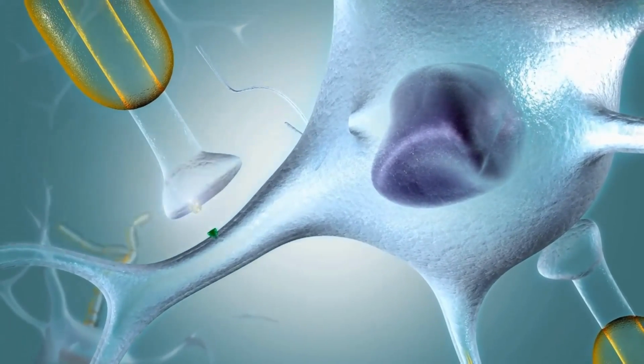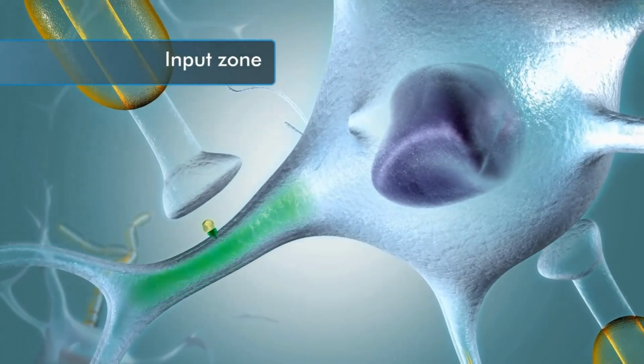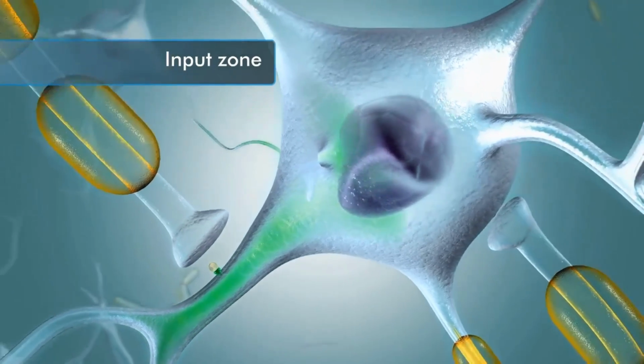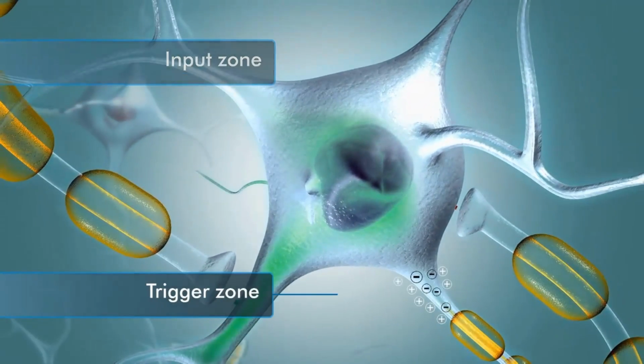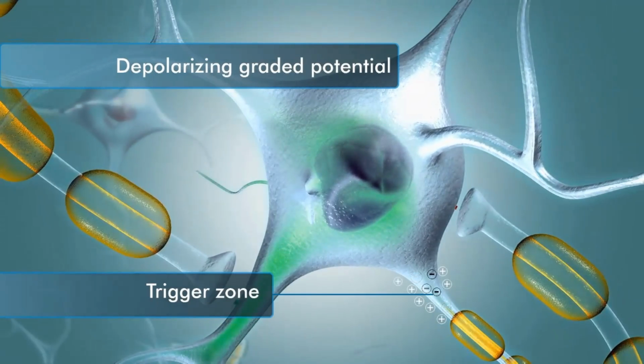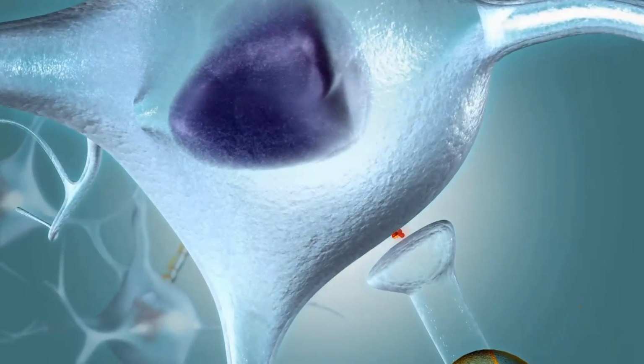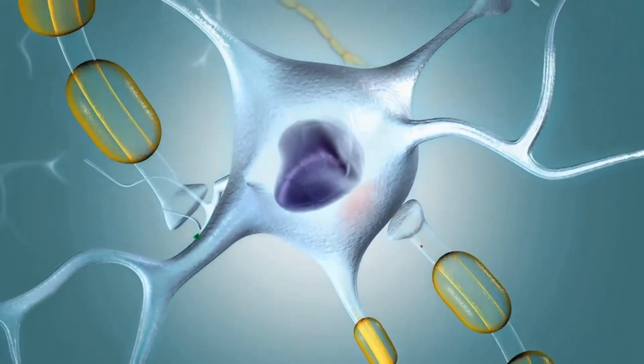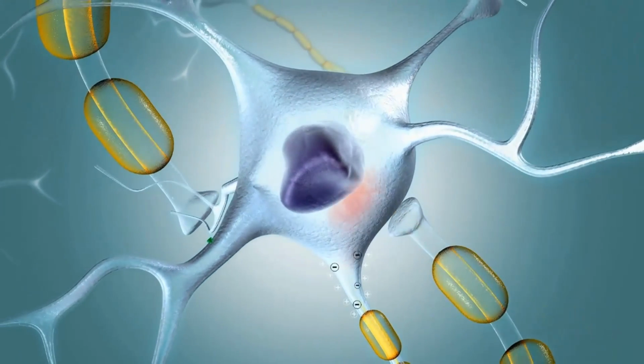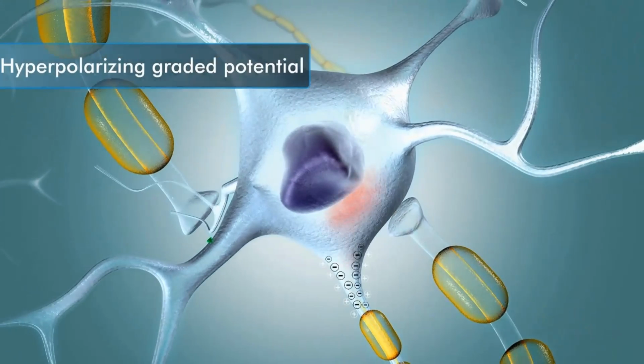Some graded potentials occur when chemically gated sodium channels open to allow sodium ions to diffuse into the input zone. This electrically moves the trigger zone closer to or above the threshold. They are considered to be depolarizing graded potentials. If chemically gated potassium channels in the input zone are stimulated to open, it allows potassium ions to diffuse out of the cell and causes the inside of the membrane to become more negative, moving the voltage in the trigger zone away from the threshold.